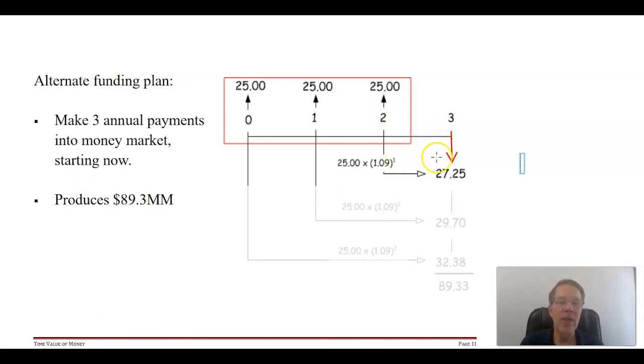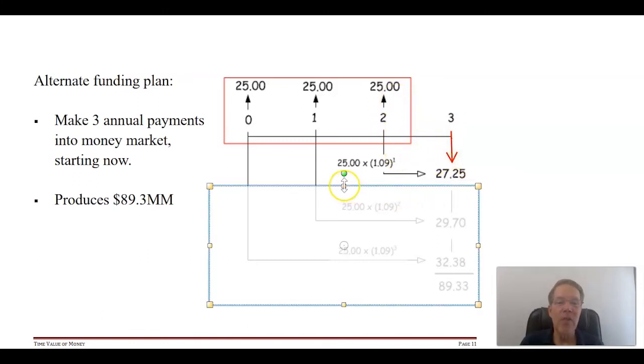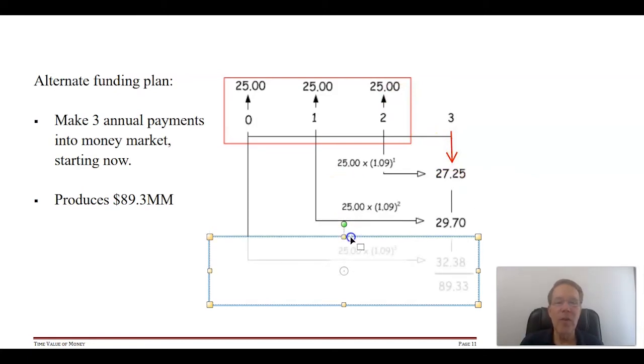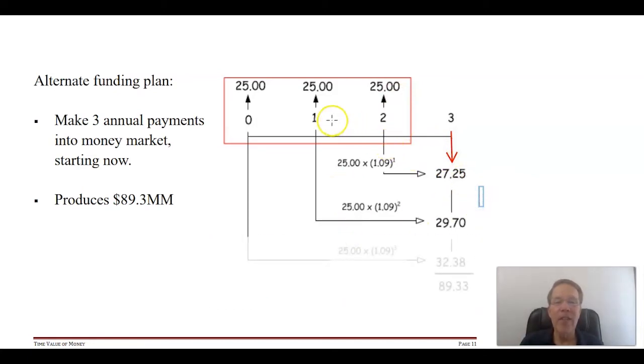So that 25 is going to grow to 27.25, just using the future value formula. Okay, and this tranche that comes in at end of year 1 has how many years to grow? 2 years to grow.